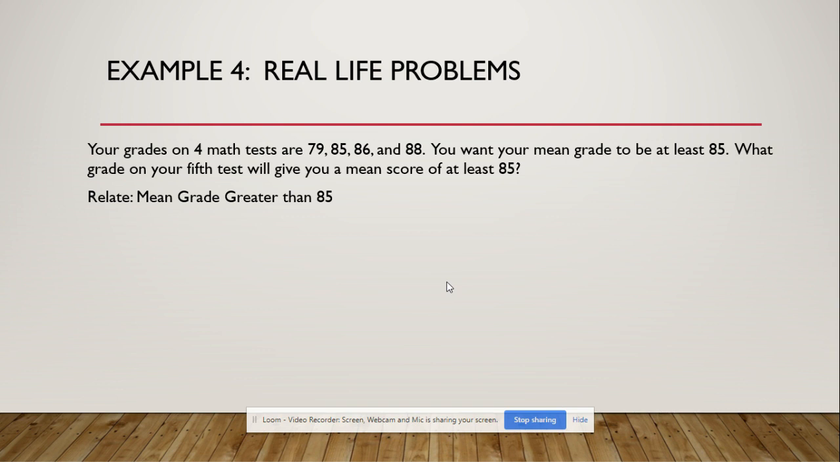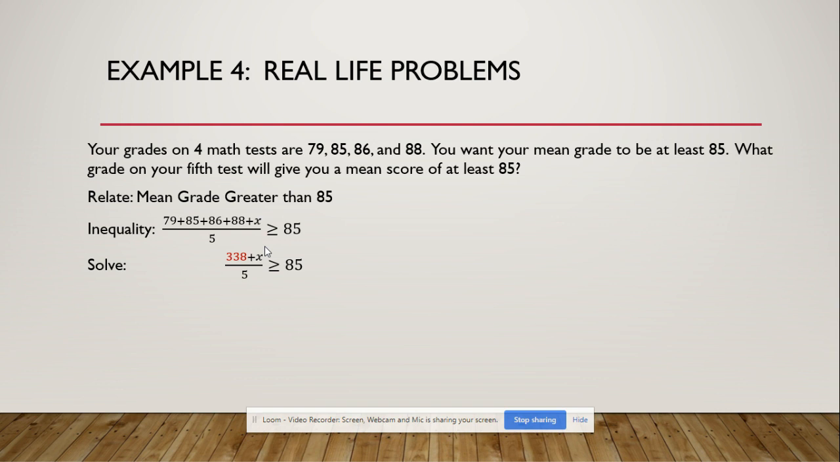Now, the way you calculate a mean is you add up all the numbers, divide by how many there were. So we've got 5 tests here that we're dealing with. The 4 that we know and the 5th that we don't know yet, which is x. So we add them all up, divide by 5, and this needs to be greater than or equal to 85. Now, in order to solve this, first thing I'm going to do is simplify. I see a bunch of addition there in the top. I can do the addition. So adding all those numbers up, I get 338.